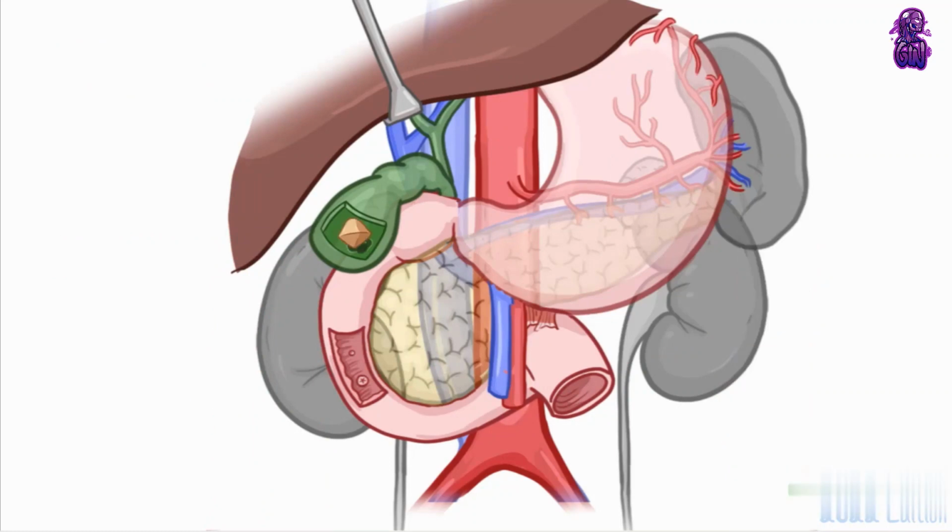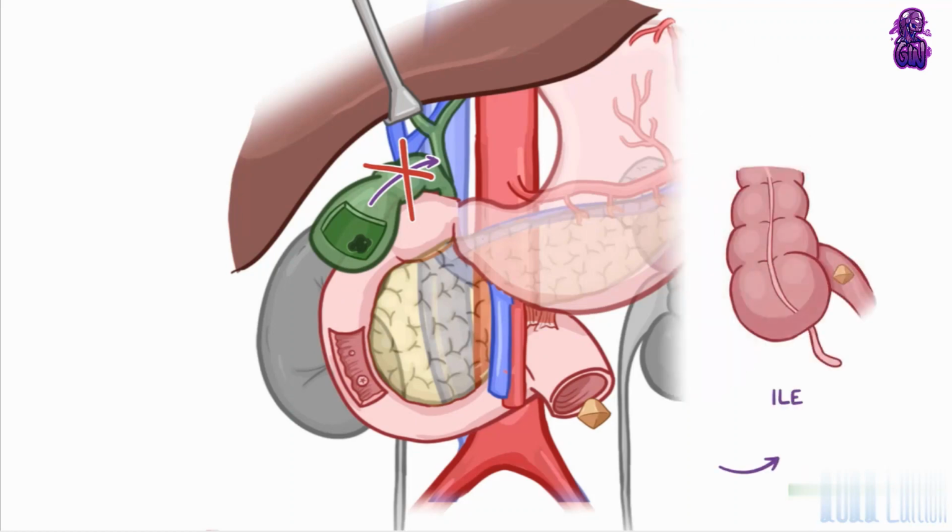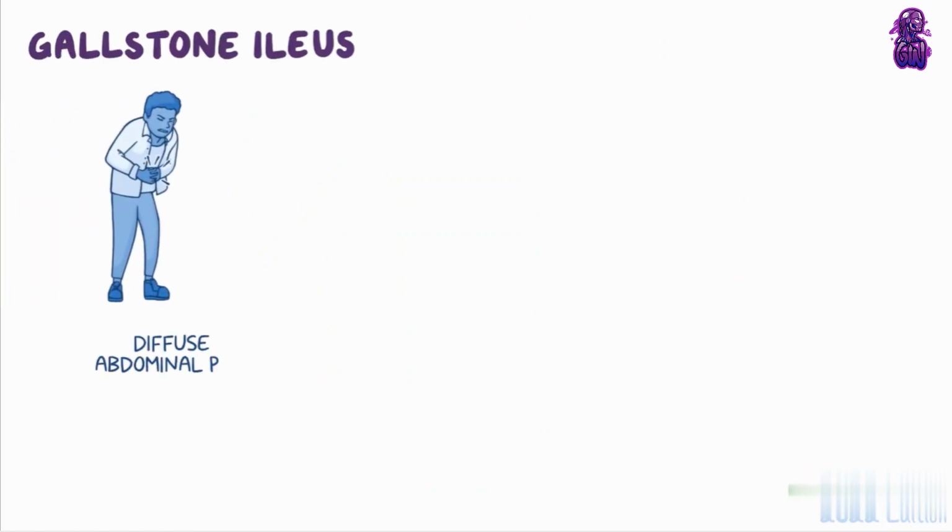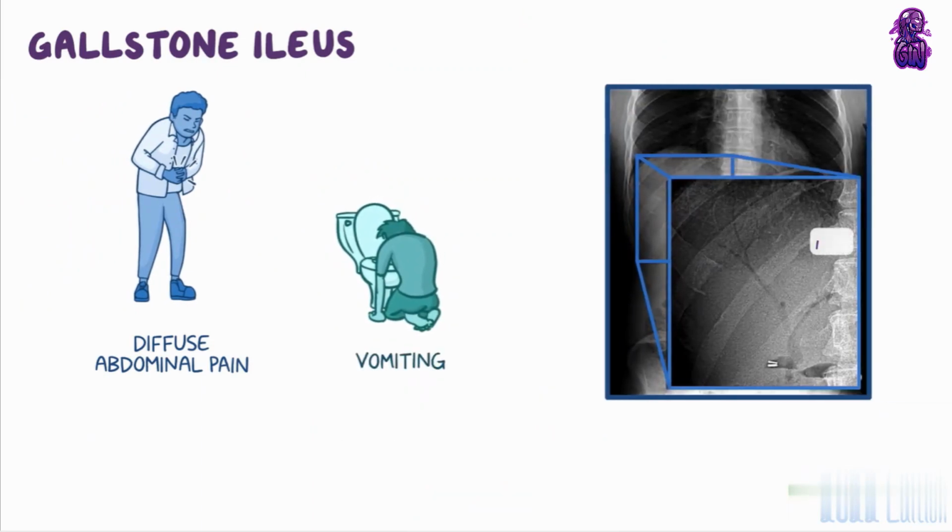A large enough gallstone won't be able to enter and pass through the cystic duct, but it could pass through a cholecystoenteric fistula and enter the gastrointestinal tract. Such a stone can then travel distally and become trapped at the ileocecal valve, causing small bowel obstruction. This particular type of bowel obstruction is called a gallstone ileus. Symptoms include recurring diffuse abdominal pain and vomiting. Air from the intestinal tract may also enter the biliary tree through this fistula, leading to pneumobilia, which can be detected on imaging.